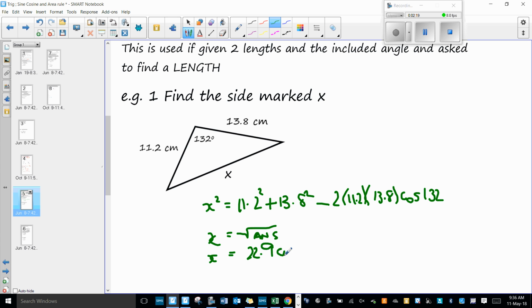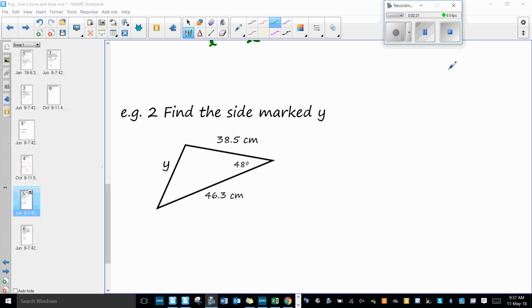22.9. We've got one more example. Let's get this one done, and then you can have a little bit of practice. So we're trying to find this side length. We need to check, have we got the angle opposite it and the two other sides? Yes, so off we go.